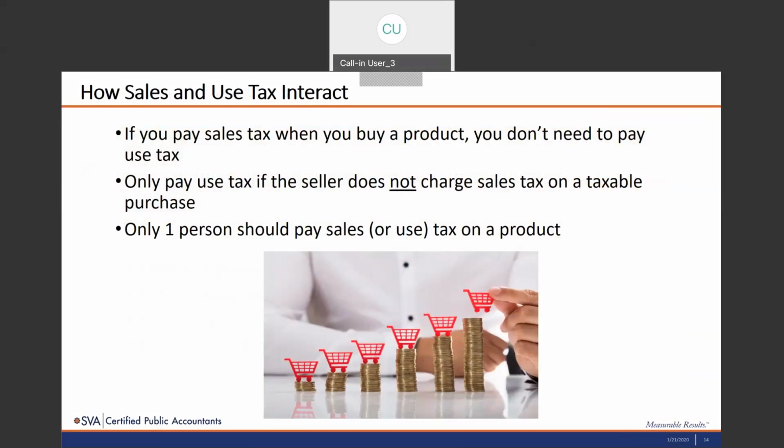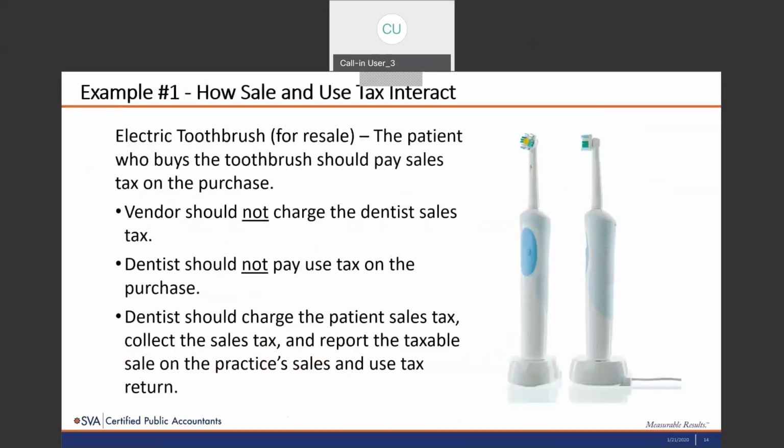Thanks, Matt. Ultimately, looking at this, sales and use tax, at the end of the day, only one individual should have to pay tax on that product, whether that's the vendor when they charge the dental office for selling that product, or, if it's something that's exempt, like the toothbrush that Matt just mentioned that you'll be selling, you'll pay that tax and remit that to the state. Overall, though, only one person should pay the sales or use tax on the product. It's not as if we should have both individuals on one product pay tax, whether it's sales or use tax. So with that, let's look at a couple examples.